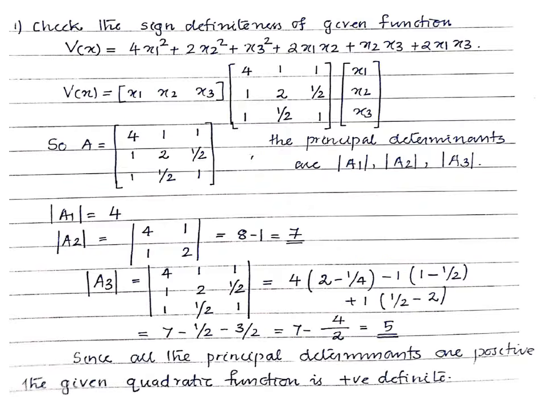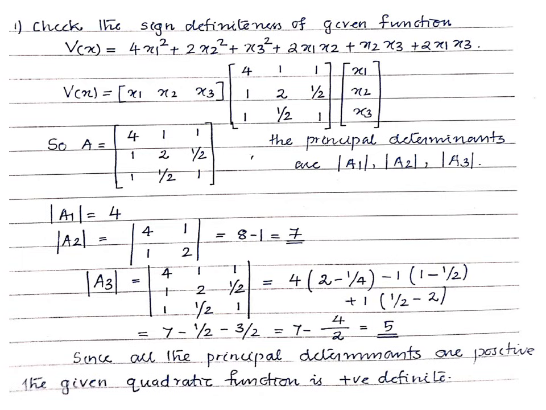Next, we can solve some problems. We have to find the sign definiteness of the given function V(x). From this V(x) we know that V(x) equals x transpose Qx, where Q is a square matrix, and the state variables are x1, x2, x3. So the matrix Q we can take as matrix A. Matrix A will be a 3 by 3 matrix.